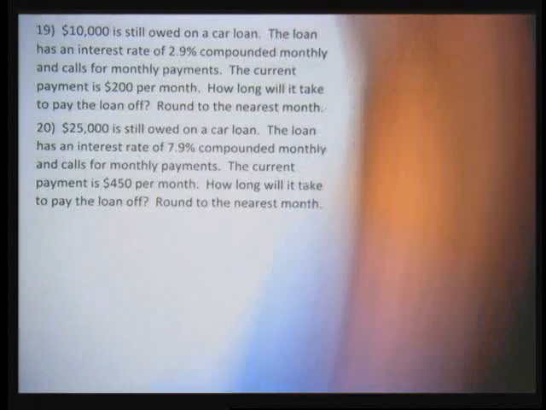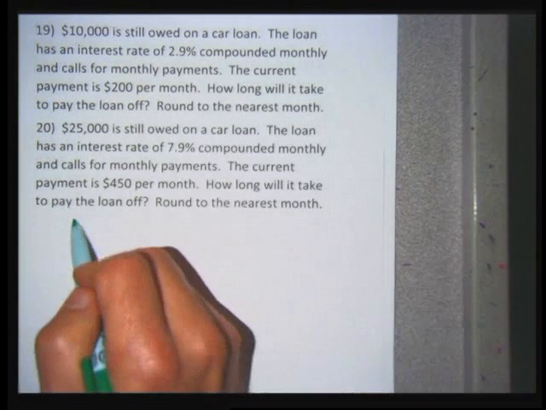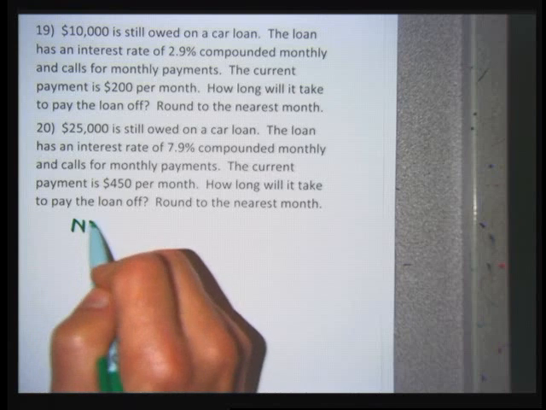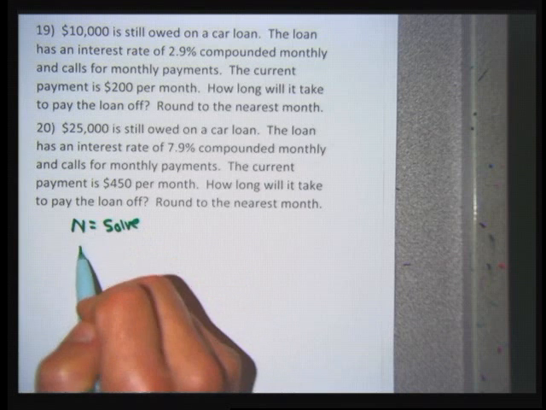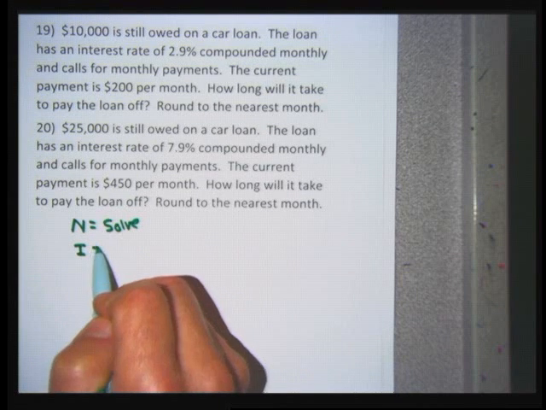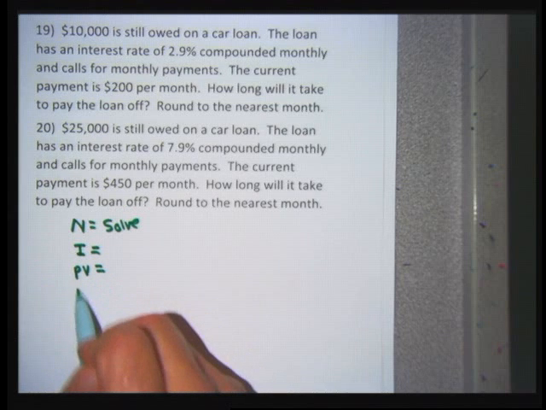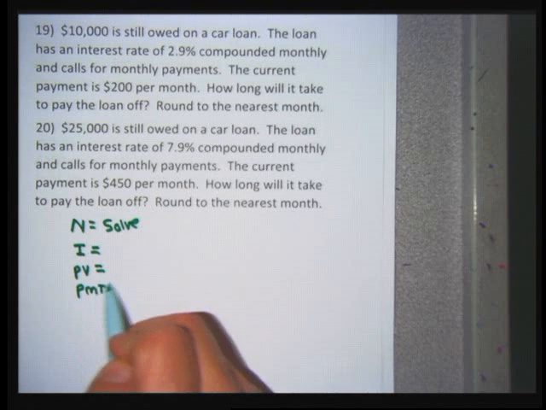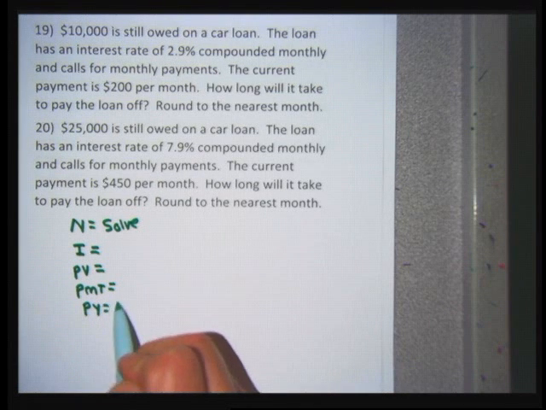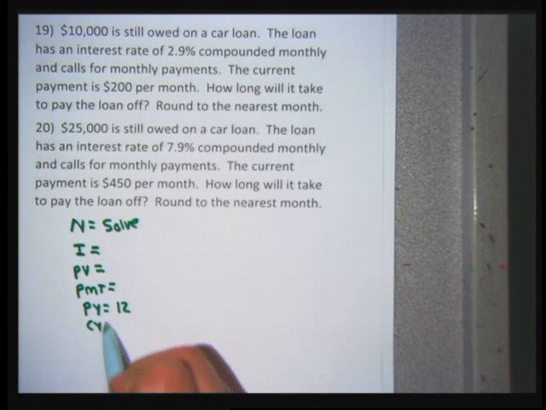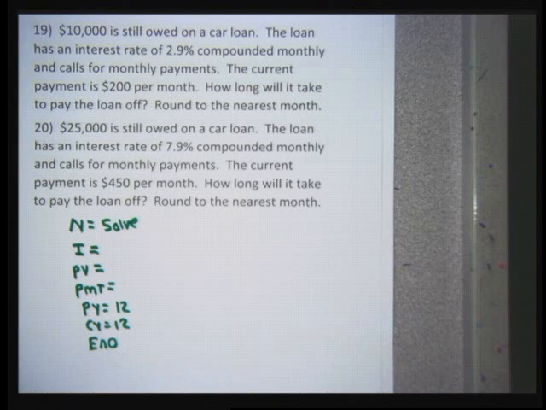All right, so now we split the problems up. I'll do 20. And in each of these problems between 19 and 24, we're solving for the N. The I is going to be the interest rate. It's going to be given. The PV is the amount that you owe. It's going to be given. The PMT is the amount that you're paying. It's going to be given. It should be negative. The PY and the CY for every loan problem is going to be 12 because we're making monthly payments every time. And for every problem in this chapter, we leave our calculator on end.